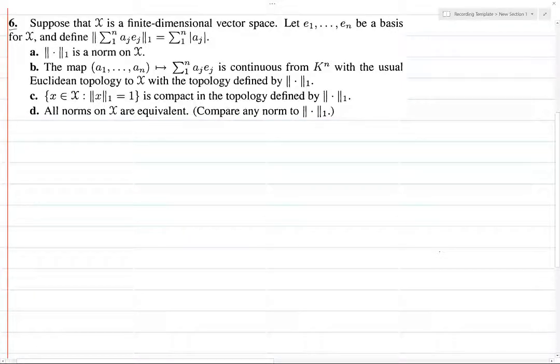Alright, I've got a whole bunch of problems to do today, so my computer is probably going to catch on fire. But anyways, until that happens, let's keep going with this problem.